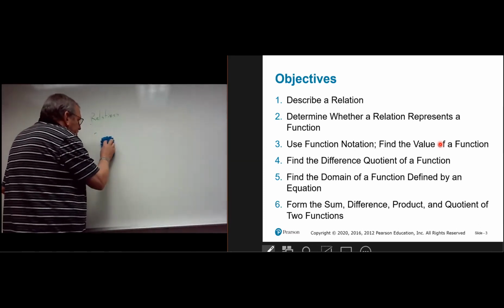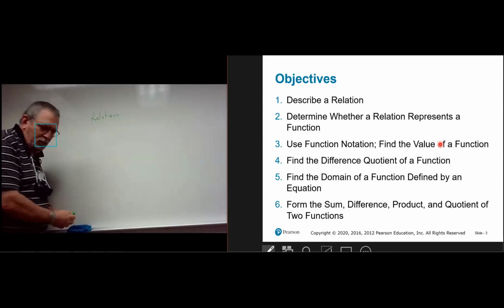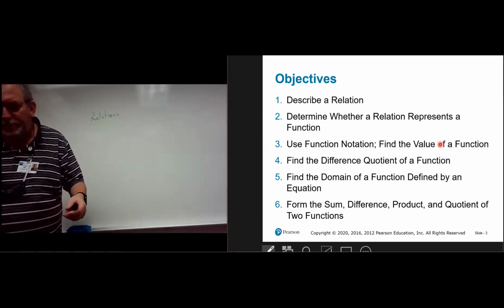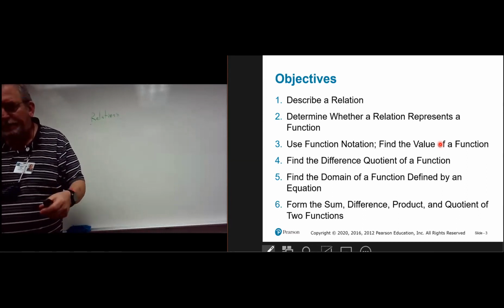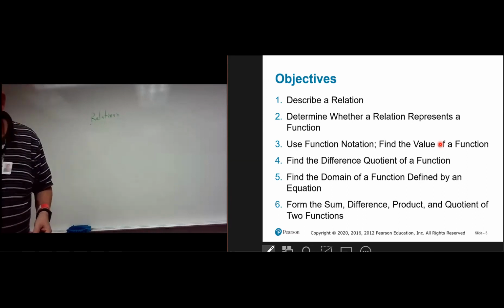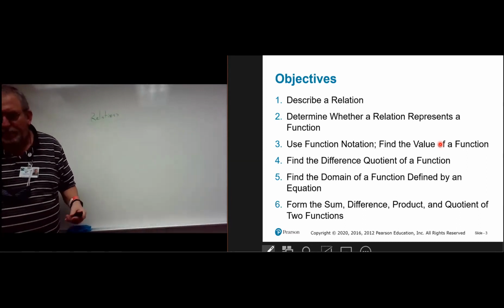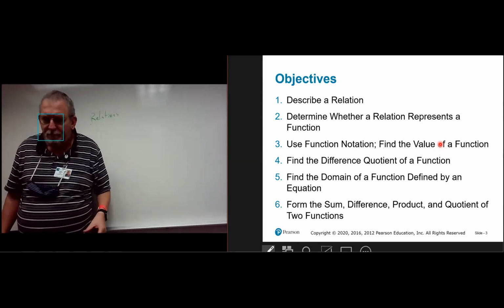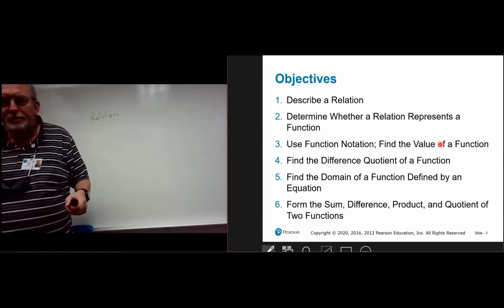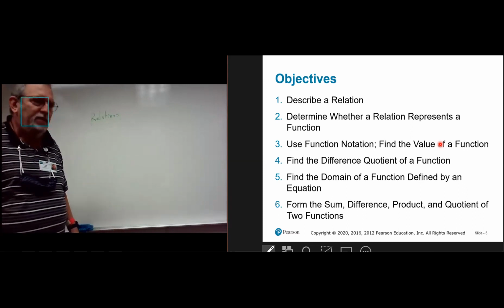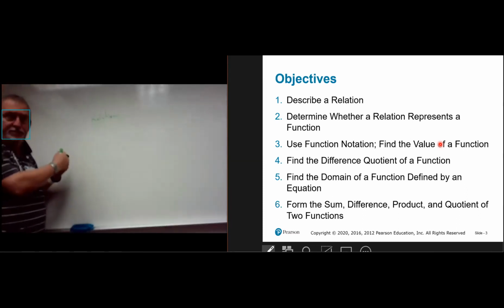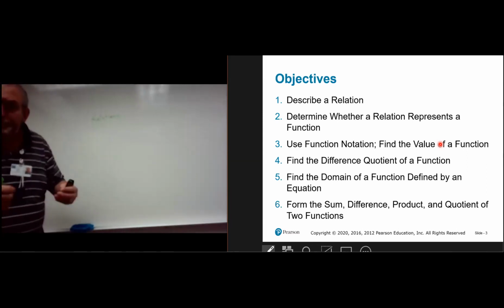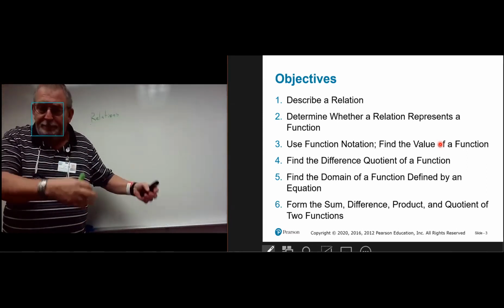All right, next thing. What is the next thing? Finding the domain of a function that is defined by an equation. And then form the sum, difference, product, and quotient of two functions. That's doing the algebra on two functions. You're adding two functions. What does that look like? You're subtracting two functions. What does that look like? And you add and subtract appropriately.